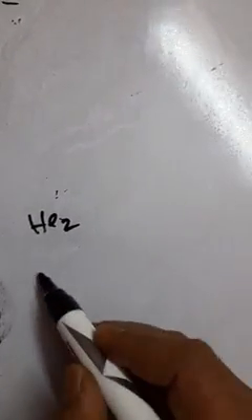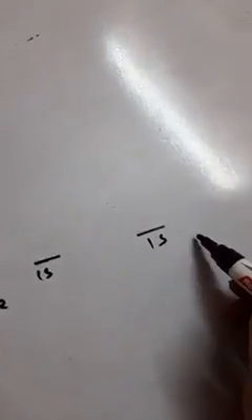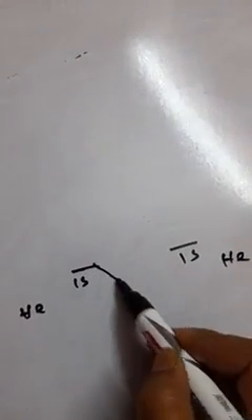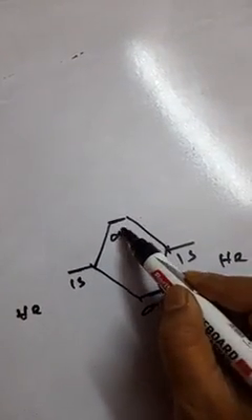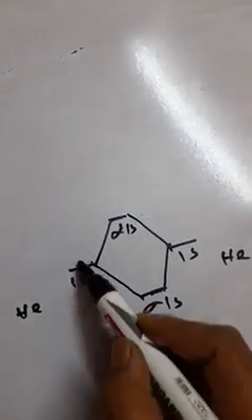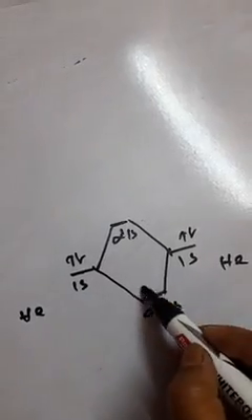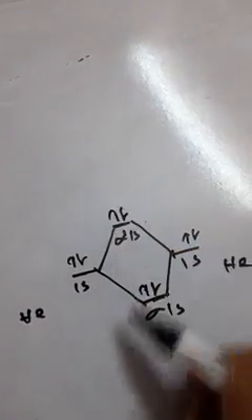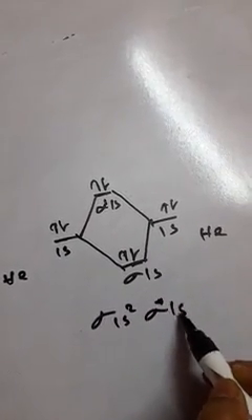Let's see about He2, the helium molecule. He is 1s2. So 1s and 1s, this is for one helium atom, this is for another helium atom. They two will combine to form sigma 1s and one antibonding sigma star 1s. So here 2 electrons, here 2 electrons. Total 4 electrons, they will divide equally, 2 over here and 2 over here. So the configuration is sigma 1s2, sigma star 1s2.